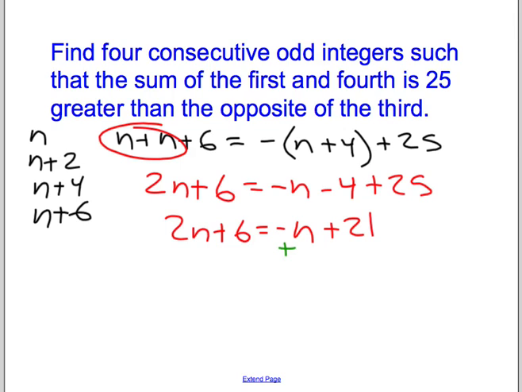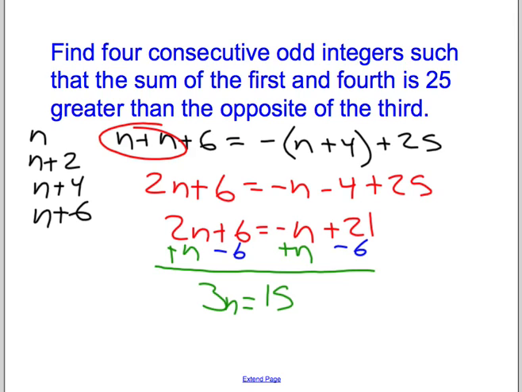Now that's a minus n, so I'm going to add an n to both sides this time, and I'm going to subtract 6 from both sides. That gives me 3n equals 15, and n equals 5. So if n is 5, then our next consecutive odds are 7, 9, and 11. Did you do that by yourself? Yeah, I absolutely did. Good.